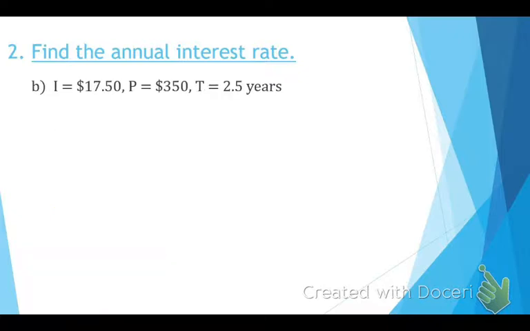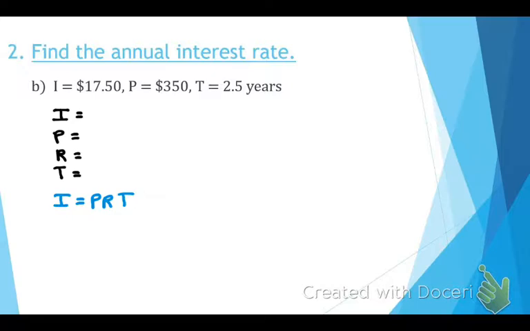For problem B, you are also going to be finding the annual interest rate. So I want you to go ahead and put down IPRT. I want you to identify what each of those are and then plug them into your formula, okay? Let me have you and your partner go ahead and work on this together.